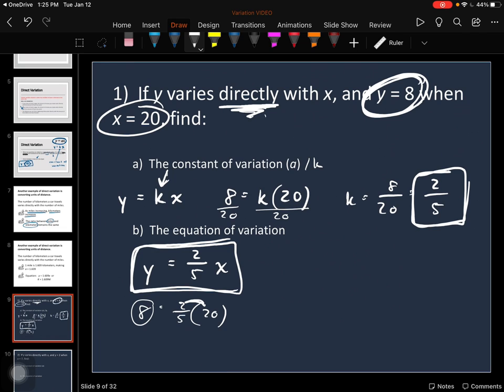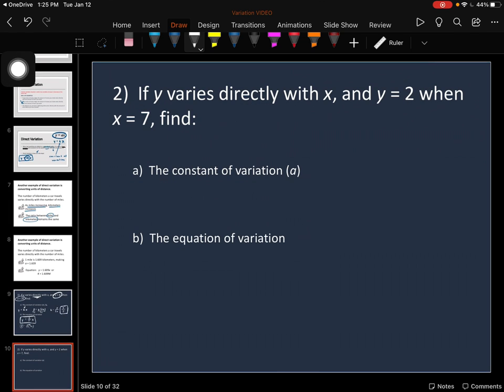So again, we started with the formula, plugged in the x and y, figured out what our k was, and that gave us a whole equation. Okay, so I'm going to have you guys try this next one. It's going to be very similar. If y varies directly with x and y equals 2 when x equals 7, figure out the constant of variation and the equation. Give you a second to pause the video and then you can play it.